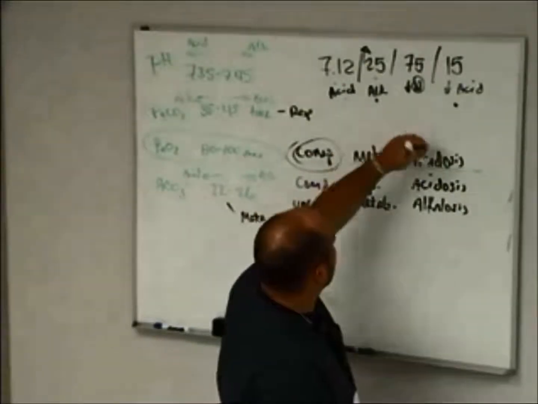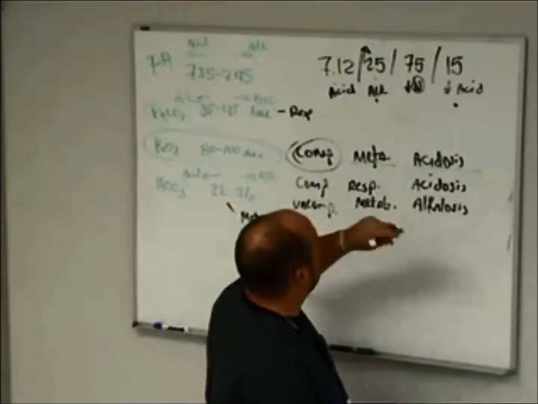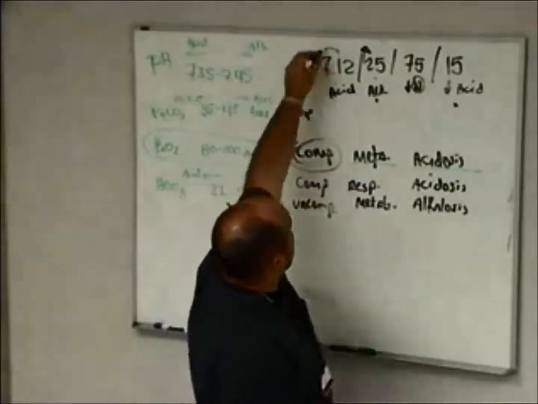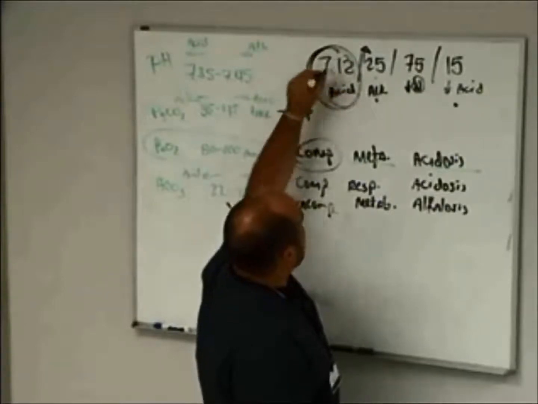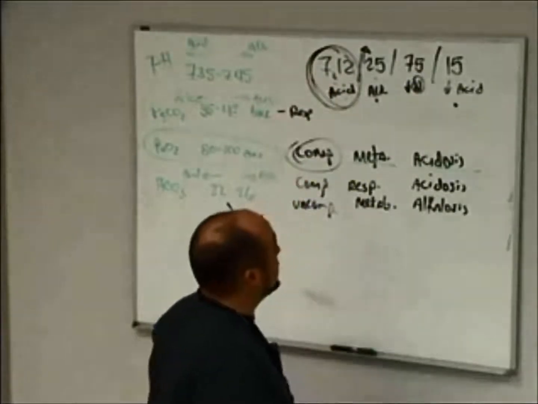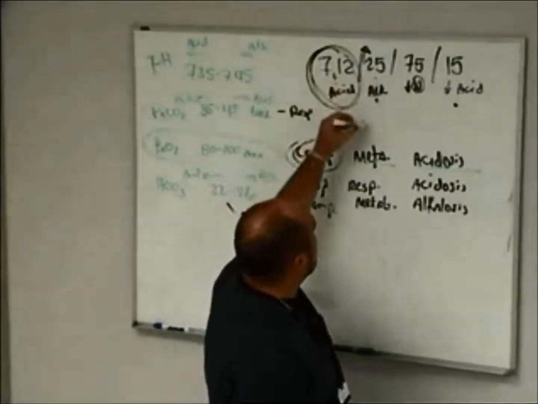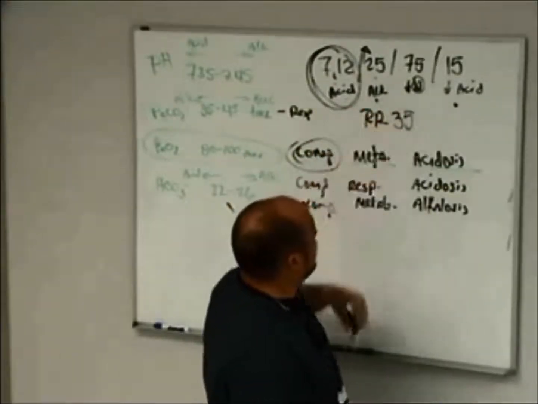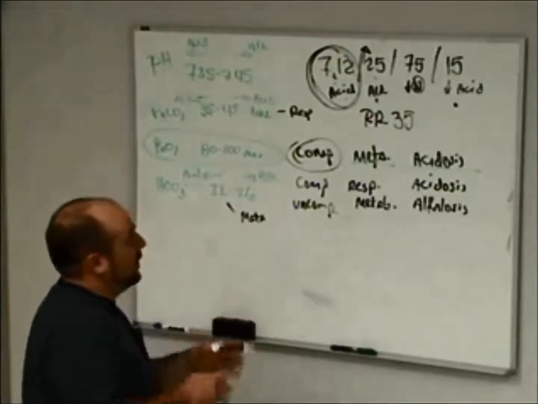So in this case, we have compensated metabolic acidosis. Am I going to call the doctor with this? Heck yeah. Because what's going on right now, we're in an acidotic state, and this patient is compromised right now. Are they able to keep up? No, they'll probably have a respiratory rate of about 35 right now, 25, 35, and they're not keeping up.